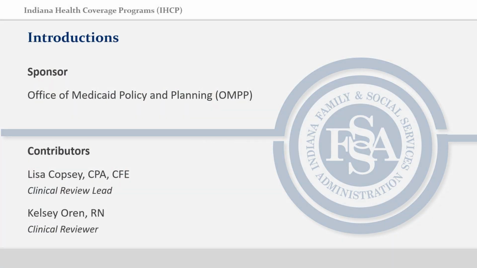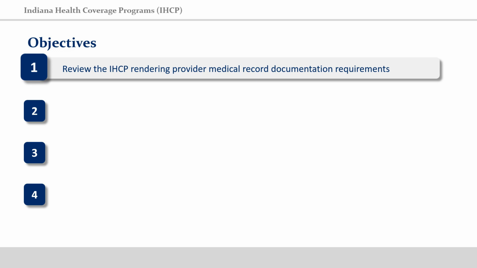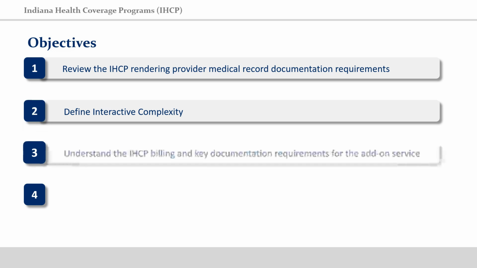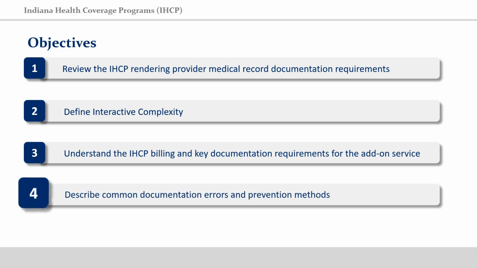This webinar is being sponsored by the Office of Medicaid Policy and Planning, or OMPP, with contributions from Lisa Copsey and Kelsey Oren. By the end of this webinar, you should be able to review the IHCP rendering provider medical record documentation requirements, define interactive complexity, understand the IHCP billing and key documentation requirements for the add-on service, and describe common documentation errors and prevention methods. Let's start by reviewing the FSSA policies.